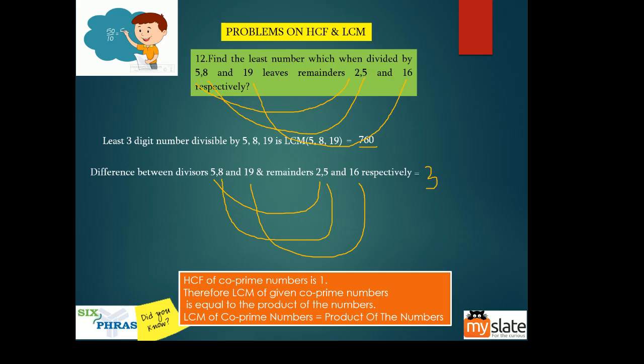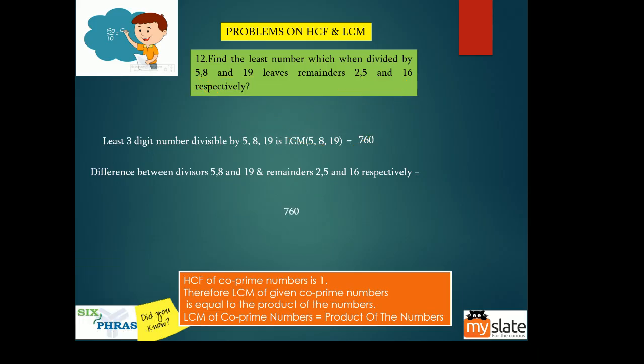Whenever you have a unique remainder for a divisor, you will always find that the difference will be the same. In the previous problem we had the same remainder for all the divisors, but here each divisor has its own remainder. In this case the difference, 5 minus 2, 8 minus 5, 19 minus 16, will always be the same. So take that 3 and simply subtract it from 760. You will get 757. 757 is your final answer, guys.